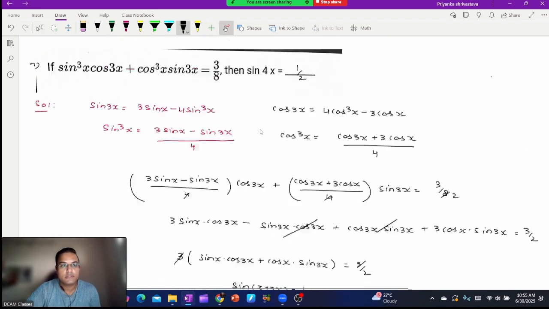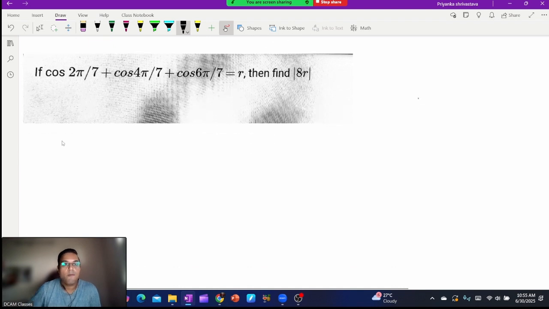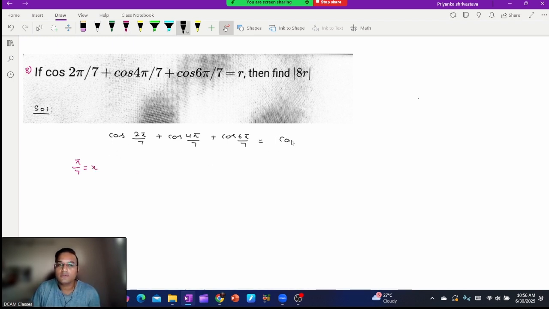This is your next question. This is the 8th one. cos 2 pi by 7 plus cos 4 pi by 7 plus cos 6 pi by 7 is there. We have to find out the value of this. What we'll do, just substitute pi by 7 as x, so it will be easy to find. So it will become cos 2x plus cos 4x plus cos 6x.